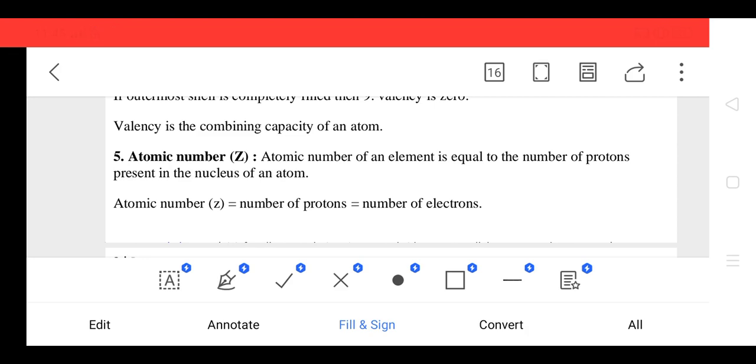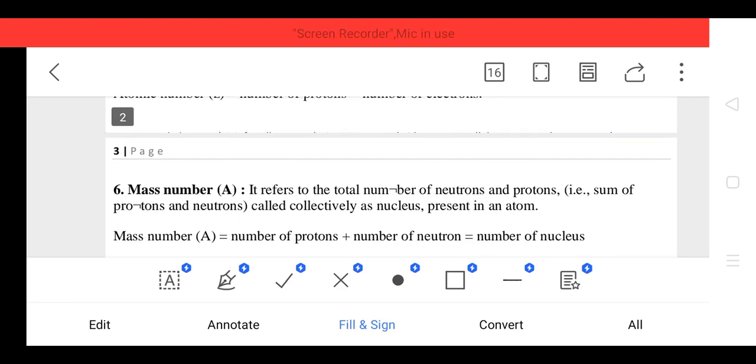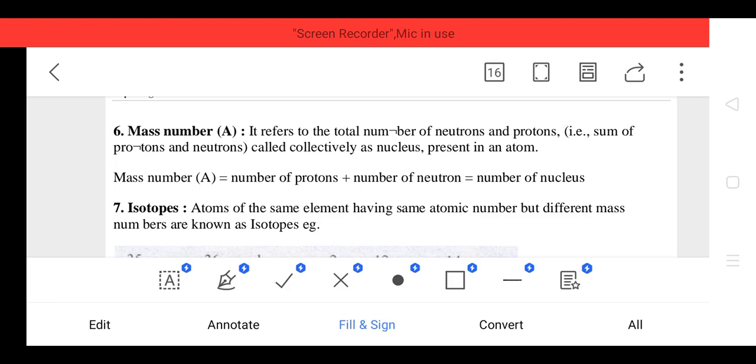Next one is atomic number, which is represented by the capital letter Z. The atomic number of an element is equal to the number of protons present in the nucleus of an atom. Here, mass number is another concept. It is the total number of neutrons and protons. The sum of protons and neutrons is collectively called the mass number.